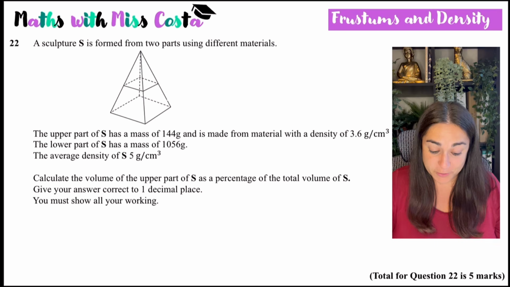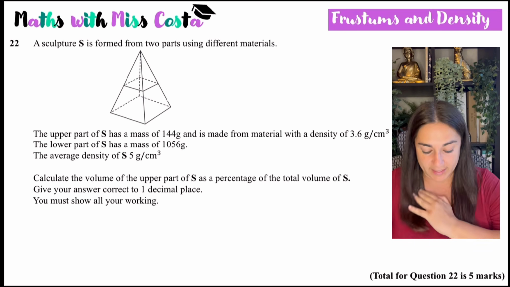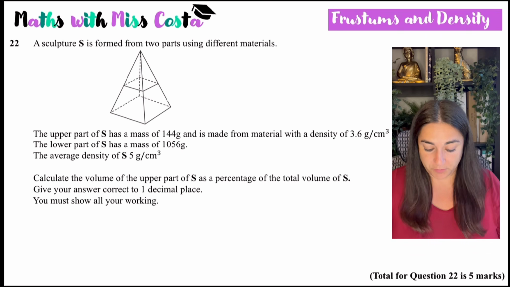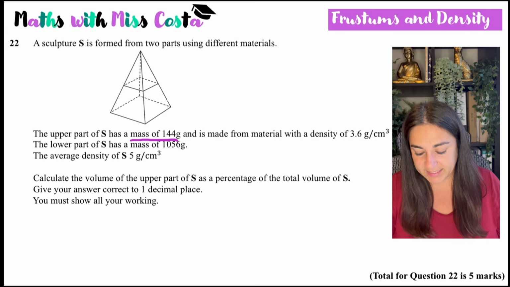Okay, we made it to the last question, and it's actually, some people might find it easier than the questions that came beforehand. So, a sculpture S is formed from two parts using different materials. The upper part of S has a mass of 144, made from a material with a density of 3.6.